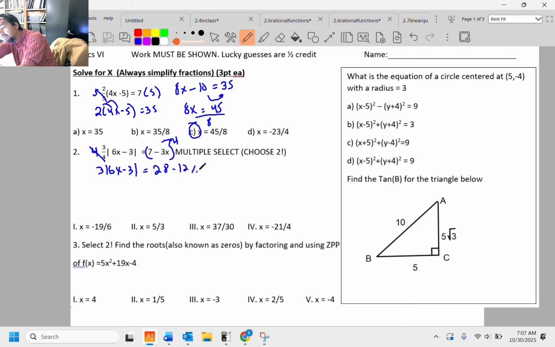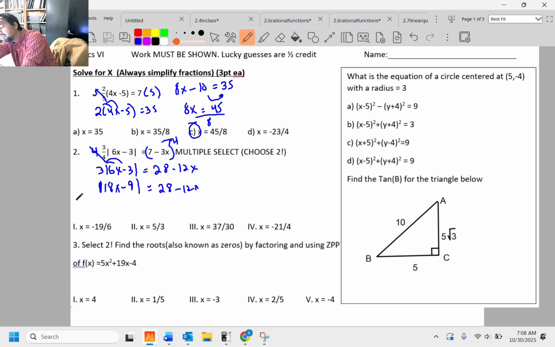28 take away 12x. Now, you are allowed to distribute to the interior of an absolute value, so I'm tripling everything inside. Absolute value is that one thing you can do it with because it's a V, and V's are linear. That's why you're allowed to do it. I don't know if you comprehend what I mean by that or not, but because it's linear, you're allowed to use the distributive property. And so we have the absolute value of 18x minus 9 equals 28 minus 12x.